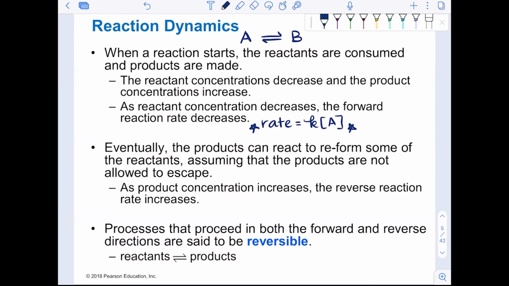For a reversible reaction, there is also a reverse rate. I'm going to call its rate constant k_-1. The reverse reaction is going to start ramping up. As we make more product, the concentration of product increases, and the reverse rate of that reaction is also going to increase. So processes that proceed both forward and reverse are said to be reversible, and a dynamic equilibrium is established when the rate of the forward reaction and the rate of the reverse reaction are equal.